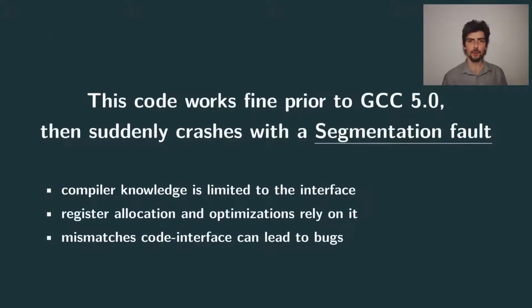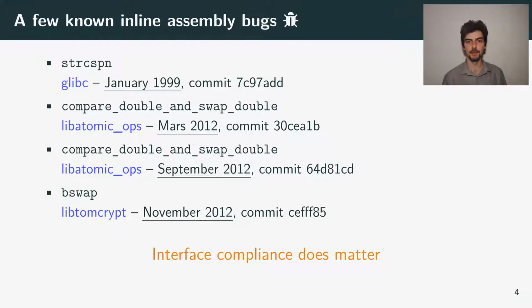Actually, this code was working fine until a newer version of GCC was released. You have to know that compilers only look at the interface declarations. So, if the interface is incomplete or incorrect, like it is the case here, the resulting program behaviors only depend on the compiler's current mode. And this is not an isolated case. We actually found several pieces of evidence of bugs related to code and interface mismatch.